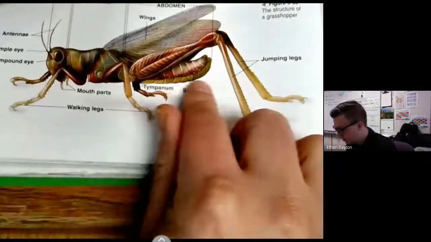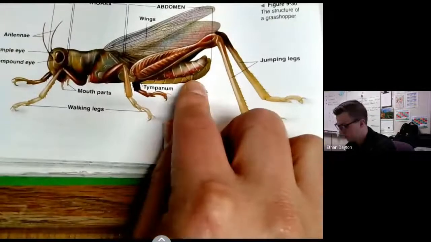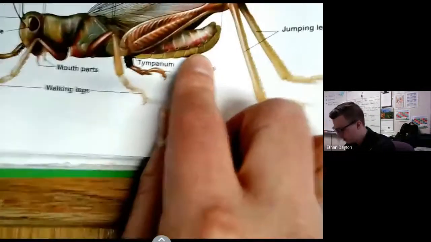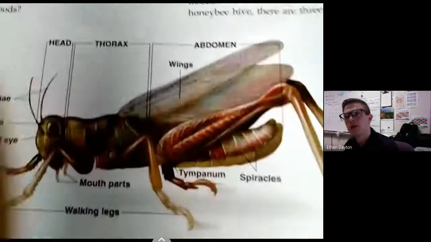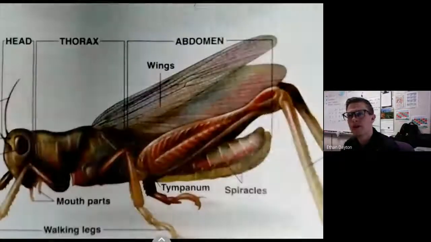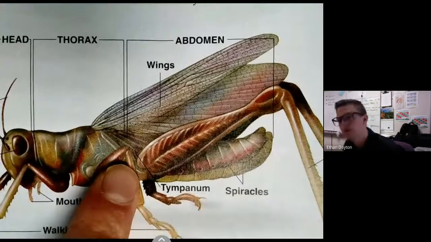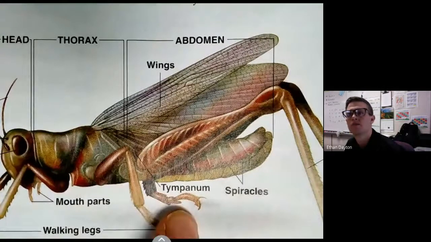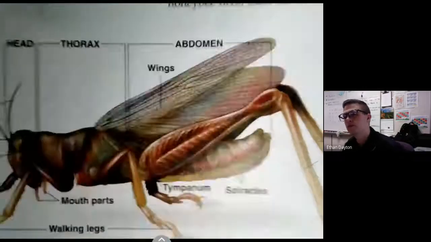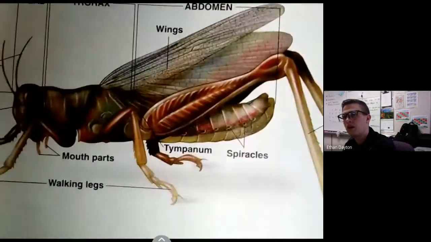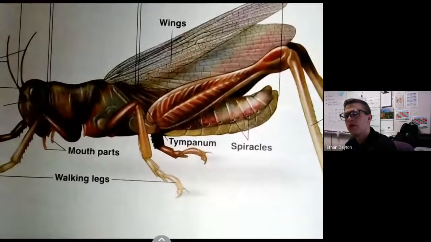So here we have the spiracles, the openings for air, and then we have, kind of above its hind legs, the tympanum right there. Tympanum, and then the spiracles. They're kind of hard to see due to the lighting, but there we go. Nice little openings there.